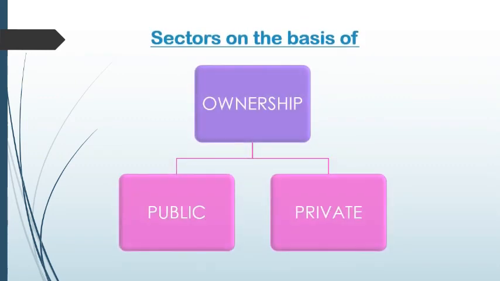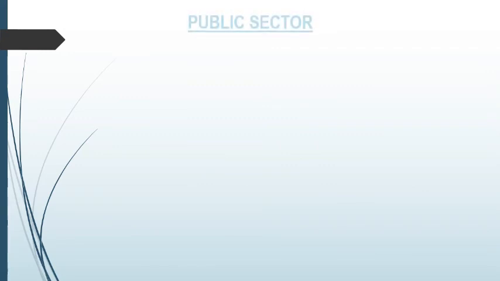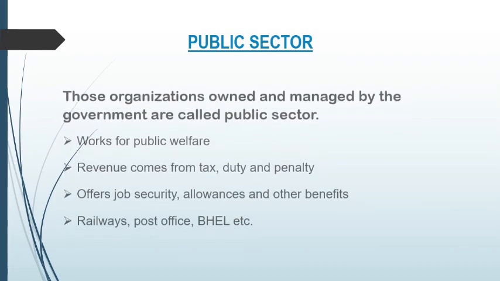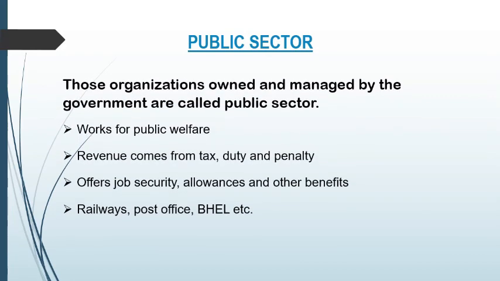Sectors on the basis of ownership are divided into two categories. First, public sector, and second, private sector. Those organizations which are owned and managed by government are called public sector. For example, railways and post office. This sector works on the concept of welfare of people. To run these organizations, revenue is extracted from tax, duty and penalty imposed on people. It offers job security and other benefits to its employees.